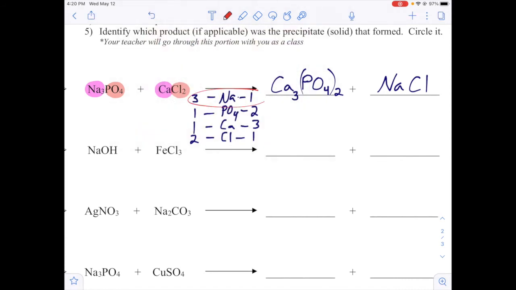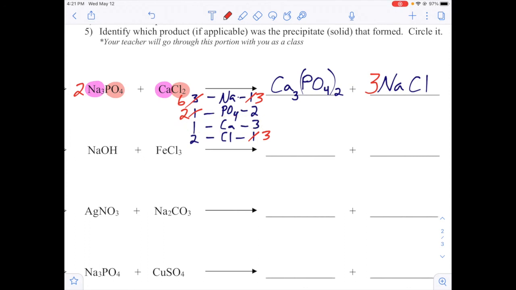I can balance sodium by putting a 3 here. That's going to make my chlorines a 3. And that doesn't really help me out with chlorine, but it's okay. I take this one step at a time. If I look at phosphate, I can balance phosphate out by putting a 2 here, which gives me 2 phosphates. And then I quickly see that maybe I shouldn't have started with sodium, but it doesn't matter. But sodium is actually 6 now. So I took a little bit of a false step there, but that's okay. No problem.